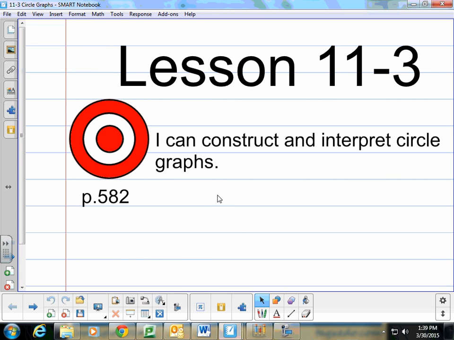Starting on page 582 of your textbook, I can construct and interpret circle graphs. The big part today is interpreting circle graphs. Yes, we're going to attempt to construct them, but it can be a little bit challenging. It is very important, though, that you know how to read a circle graph and understand the meanings in it.